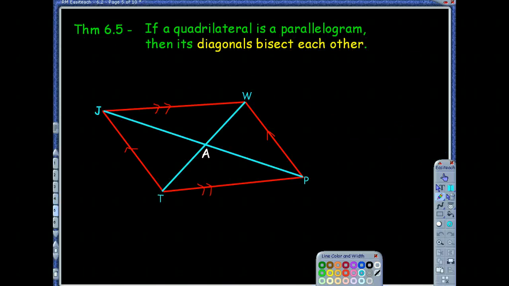All right, this next one, wow, we've got a lot of these, don't we? All right, here we go. The next property or the next theorem based off of quadrilaterals being parallelograms.